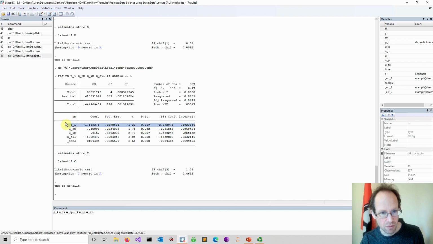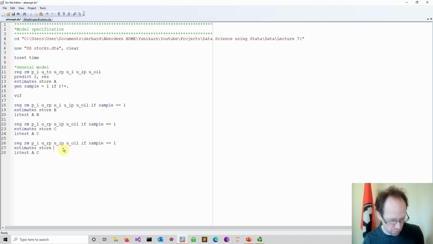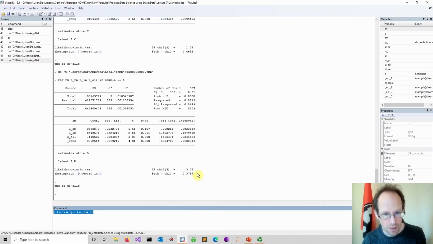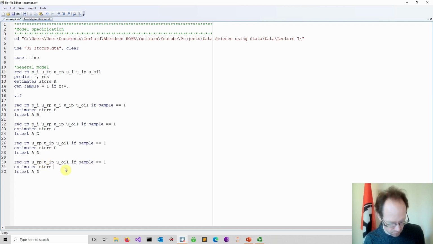Then I kick out the predicted inflation. So I do one more, estimate store D, and I remove the predicted, expected inflation. Again, compare this to my original model and reduce that further. And again, that's fine to do. And then there is maybe one more, the unexplained risk premium. So we can also try this. So we go one further, and so on. Yeah, and this is basically the process you would take if you do a general to specific.